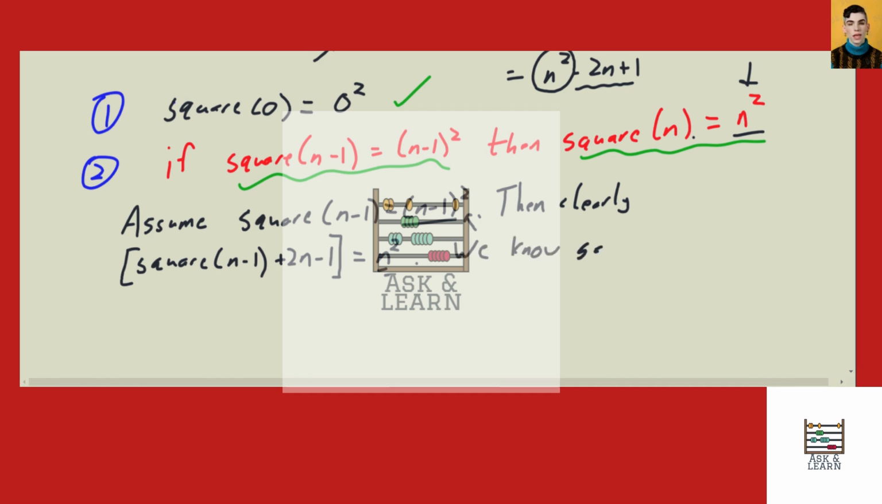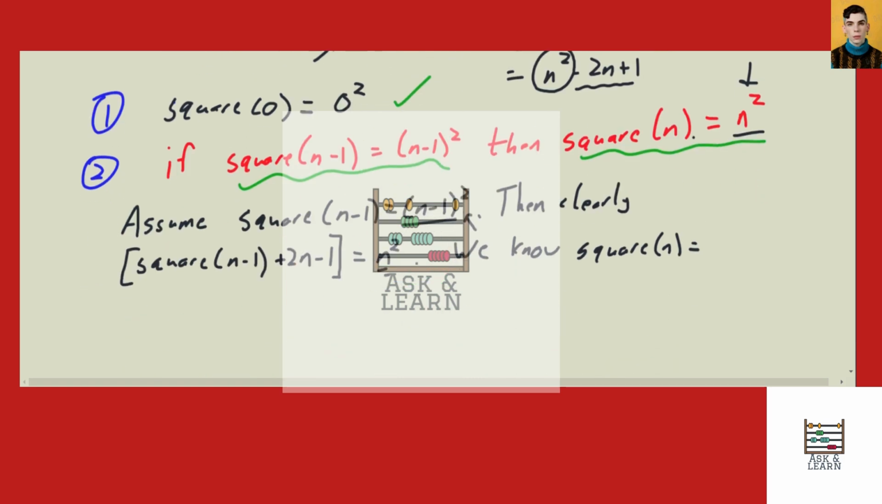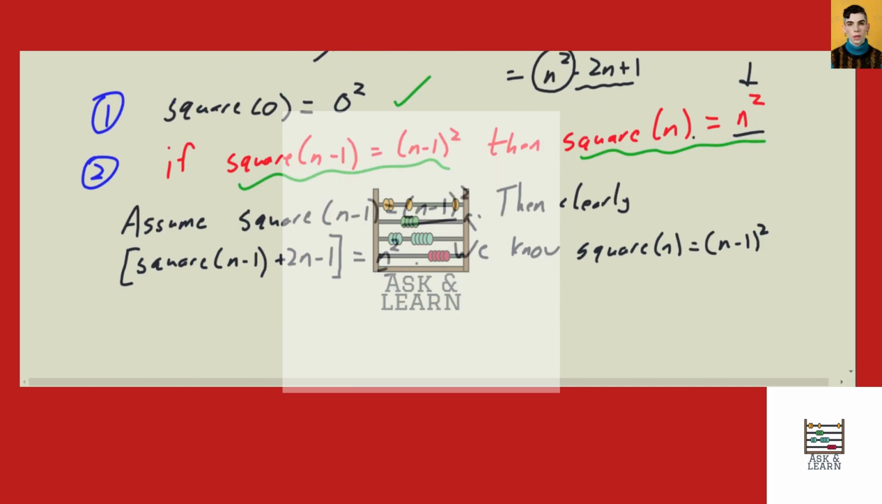We know square n equals, and then I want to use the procedure to find what square n equals. It equals, well, I guess maybe I shouldn't have been lazy before. I should have multiplied it out. Equals n minus 1 squared plus 2n minus 1.